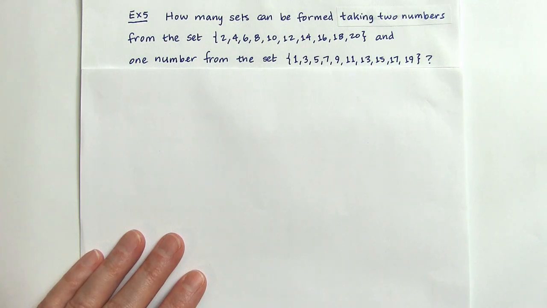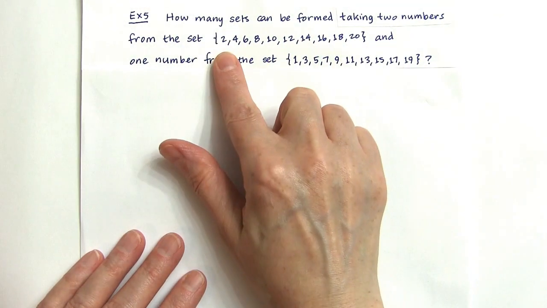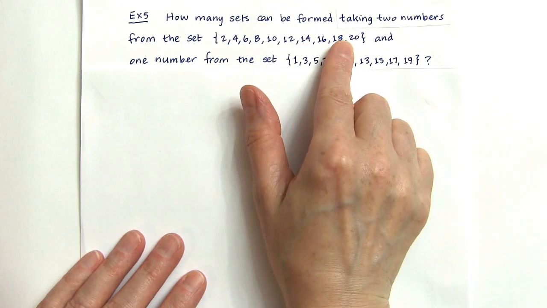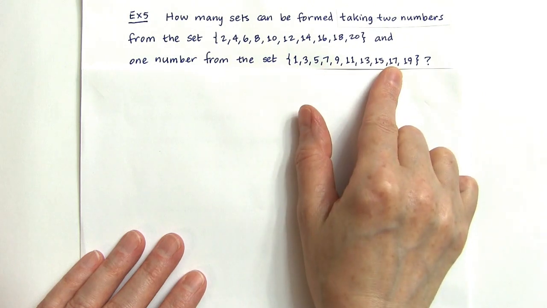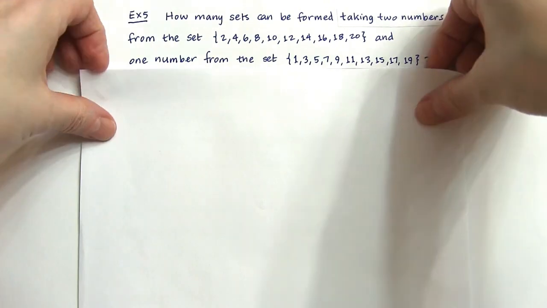Example 5 is very much like example 4, same kind of problem, just practicing how we get the answer to that. So the question is, how many sets can be formed by taking 2 numbers from the set of even numbers from 2 to 20, and 1 number from the set of odd numbers from 1 to 19? And the solution looks like this.